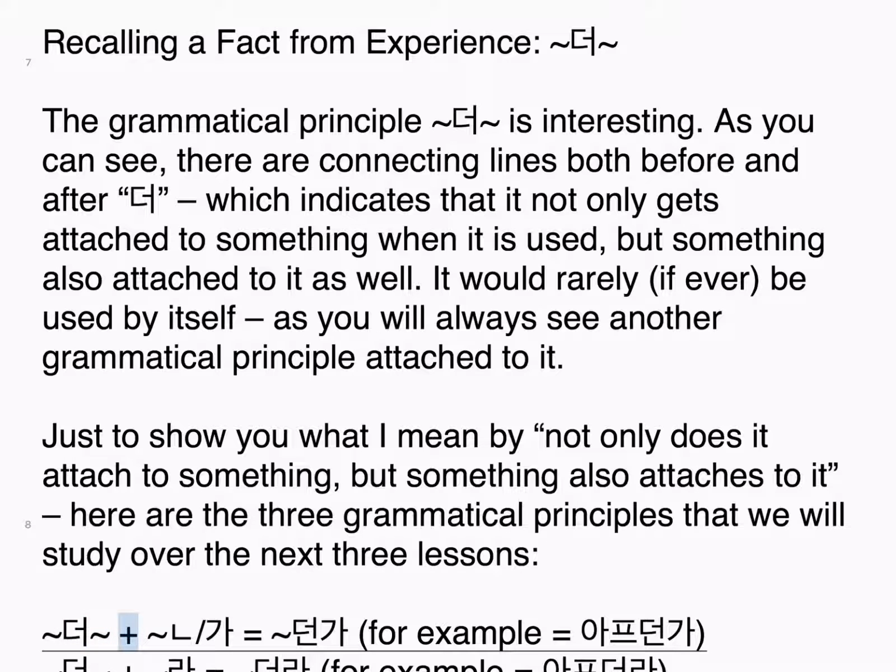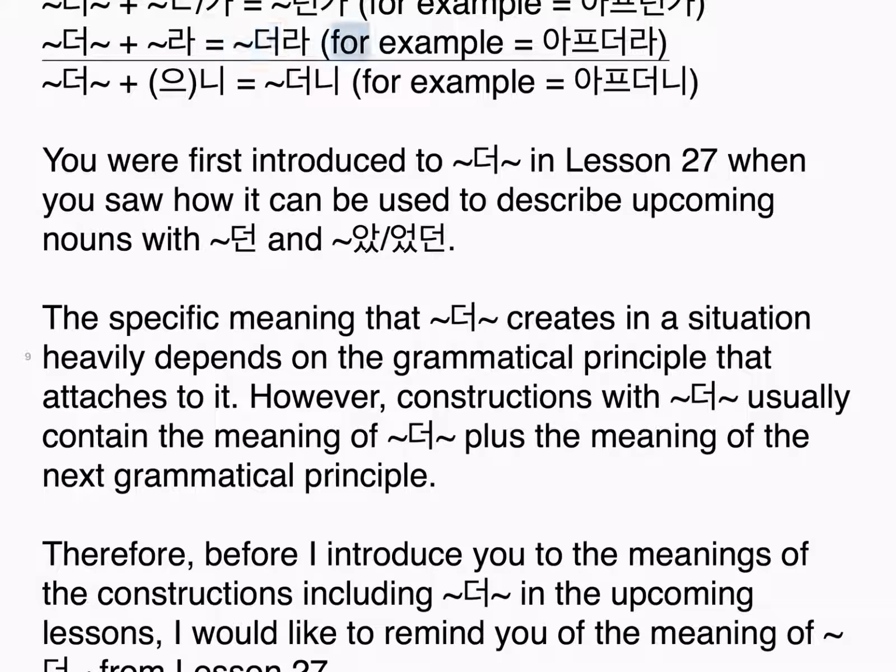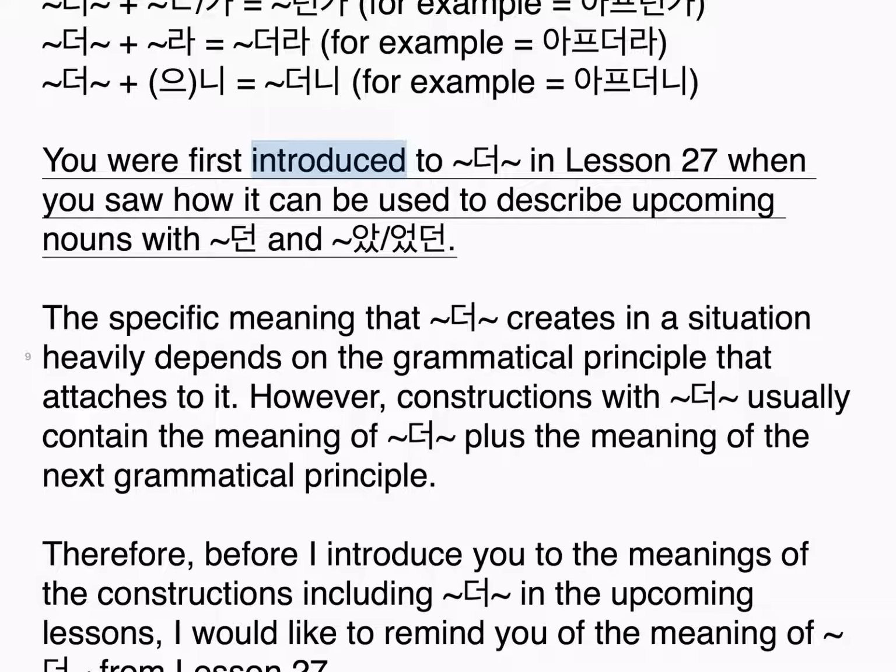Tilde 더 plus 가, 던가. For example, 아프던가 equals 아프 plus 더 plus 가. 더라: for example, 아프더라 equals 아프 plus 더 plus 라. 더니: for example, 아프더니. You were first introduced to 더 in lesson 27 when you saw how it can be used to describe upcoming nouns with 던.